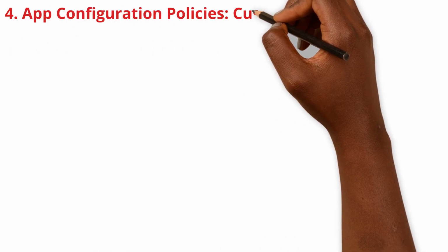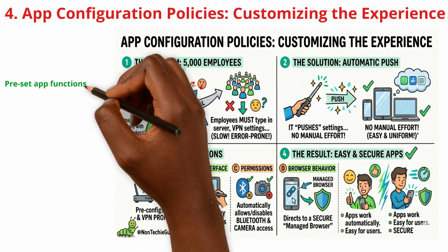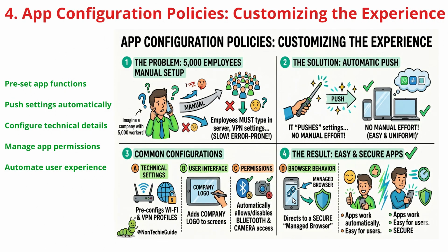While app protection policies focus on what a user can't do, app configuration policies focus on how an app works. These policies allow IT to preset functions so users don't have to handle manual setups themselves. Imagine a company with 5,000 employees. Instead of each person manually typing in server settings or VPN details, IT can push these configurations automatically to every device.